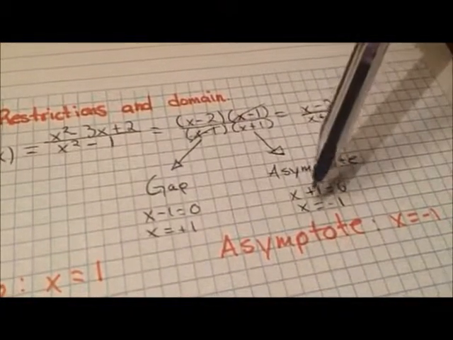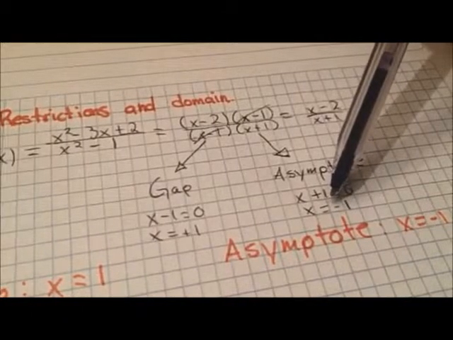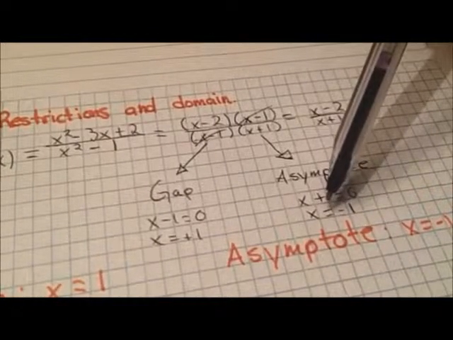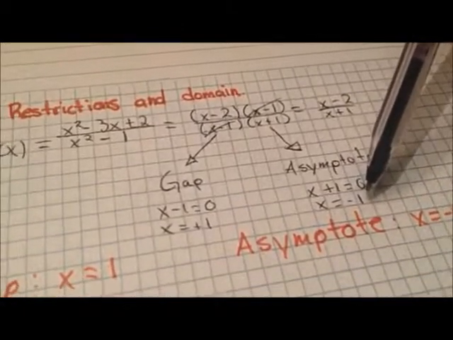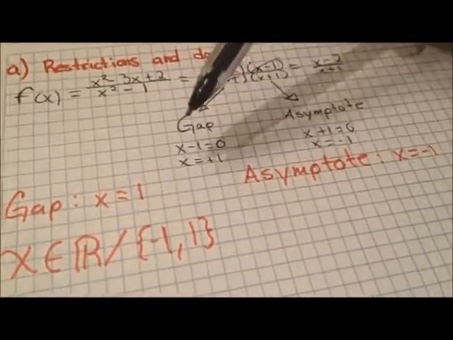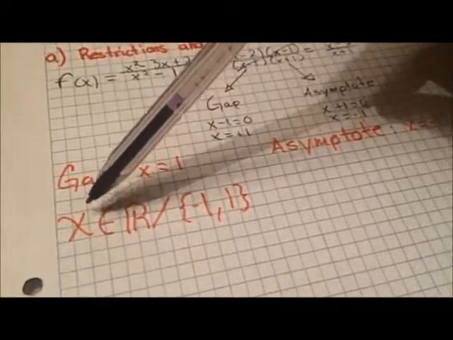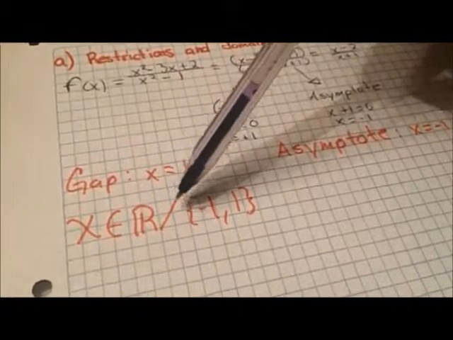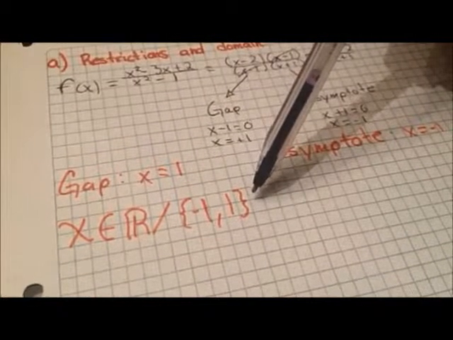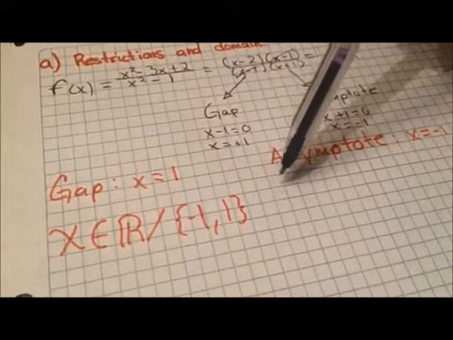We set it equal to 0 and then isolate x, so x equals minus 1, and that's the asymptote. And with this information we can know that x belongs to all the real numbers except minus 1 and 1. So that's the domain.